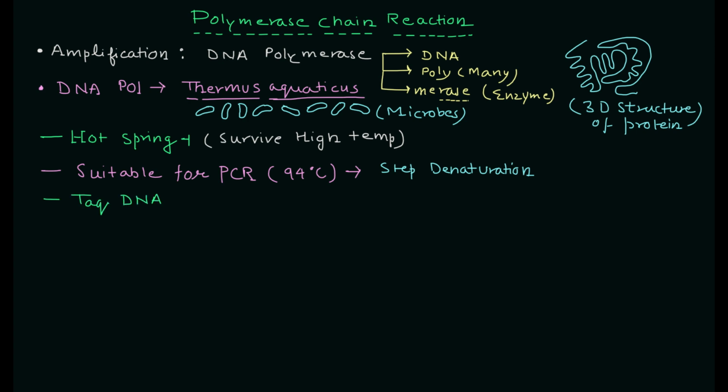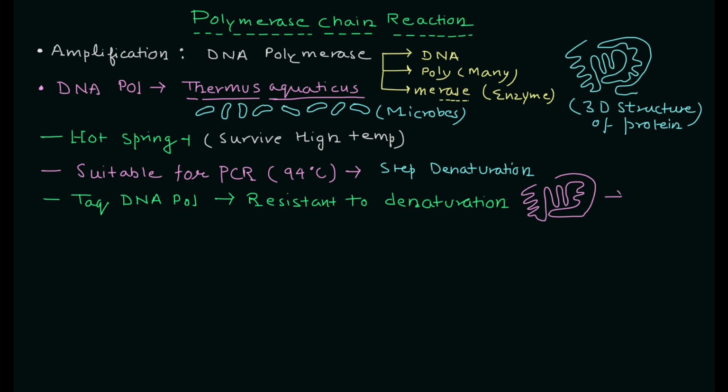The first step is denaturation. Now, Taq DNA polymerase is resistant to denaturation. And what is denaturation? The 3D structure of the protein, if you expose that structure to high temperature or heat, what will happen? The molecules are going to get fragmented, and we can call that the molecule has been degraded. The process of degradation causes the molecule to become fragmented and non-functional, so it will no longer be functional. But Taq DNA polymerase is resistant to heat.